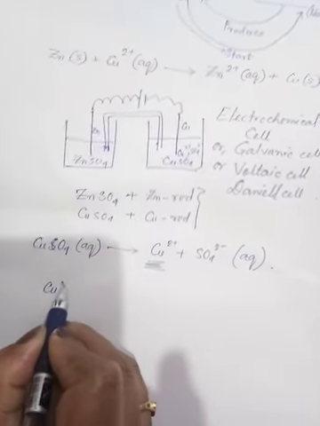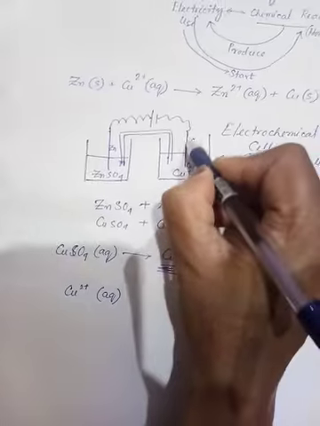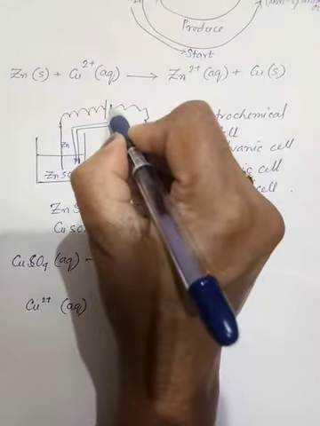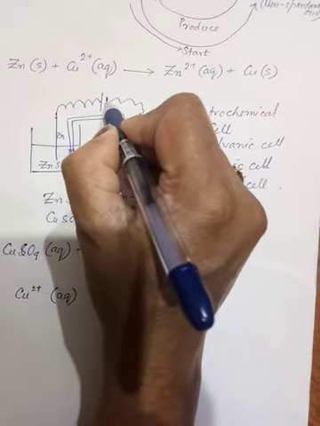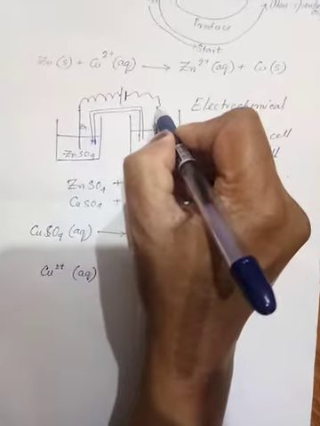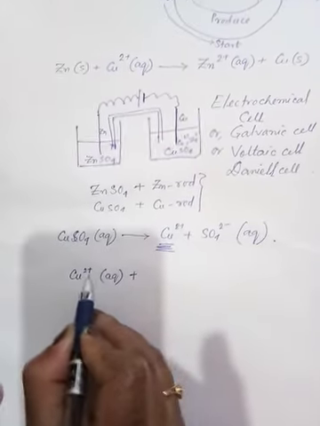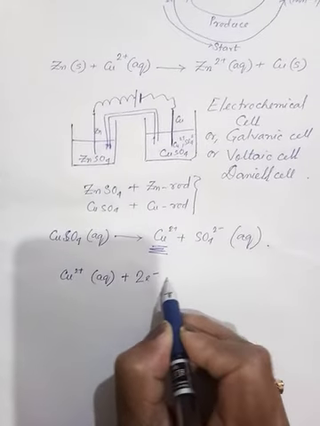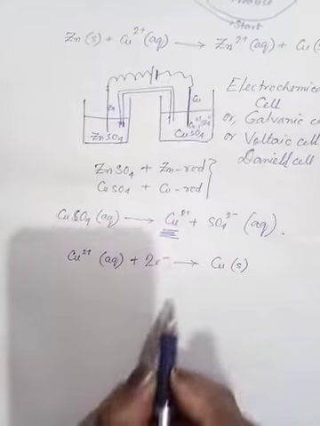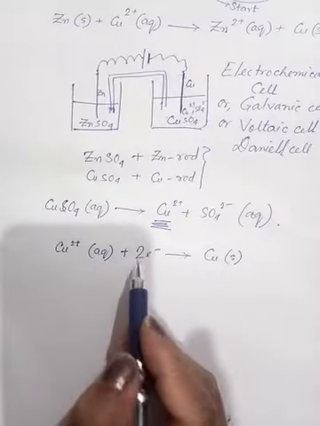So Cu2+, I write aqueous. It will pick up electrons from this rod, because you can see it is connected to the negative portion of the electrical source. So electrons will flow from here, and there will be a lot of electrons here. Because it is 2 positive, it picks up at least 2 electrons, and it is going to get converted into solid copper. So this is what happens in this particular part of the electrochemical cell.